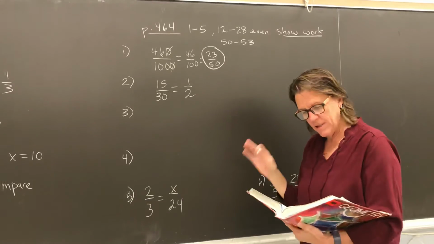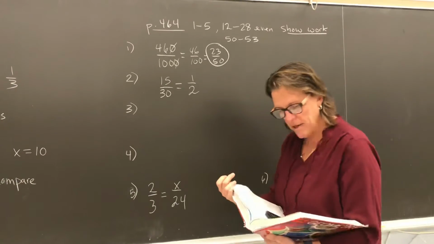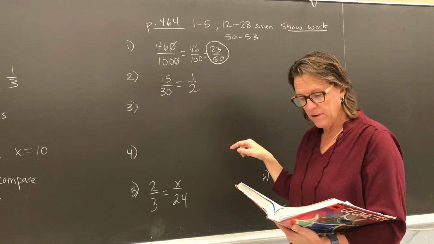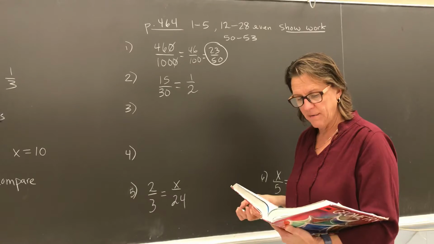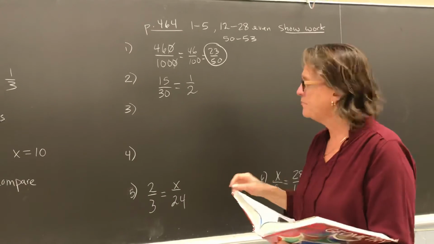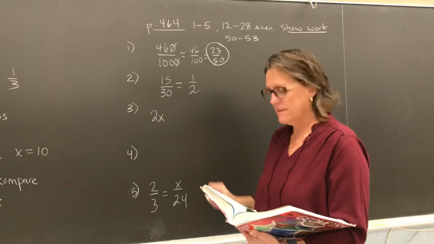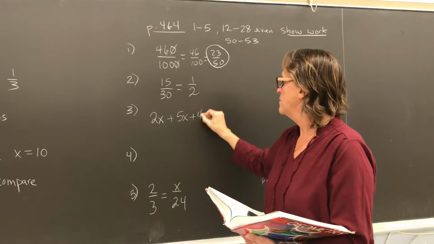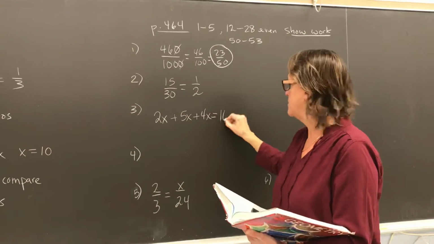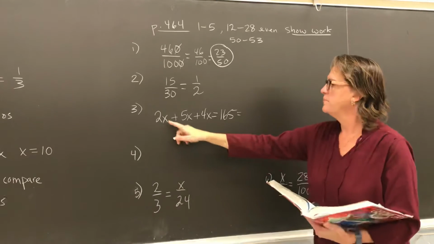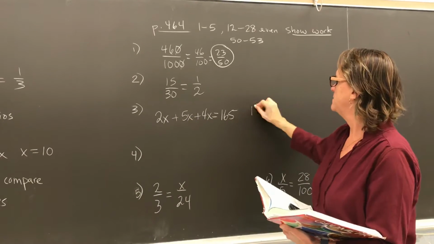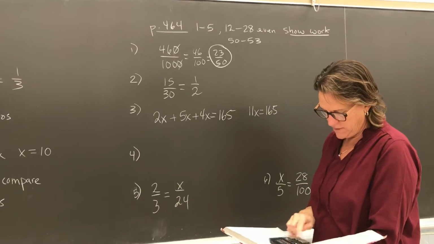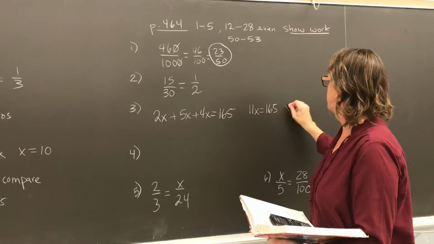Okay, number 3, this is what's called an extended ratio. It says the ratio that measures the 3 sides of a triangle is 2 to 5 to 4, and its perimeter is 165. Find the measure of each side. So I just put a little x on each one, 2 to 5 to 4. So 2x plus 5x plus 4x equals 165. And then you just solve it. So it'll be 11x equals 165. Divide, I have my handy calculator, 165 divided by 11 is 15.